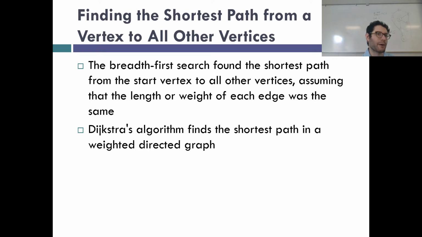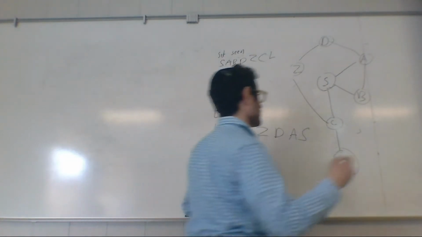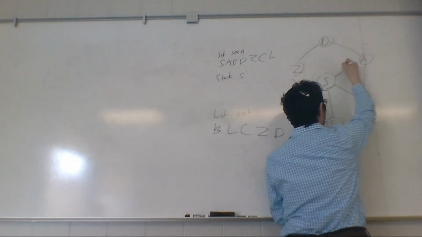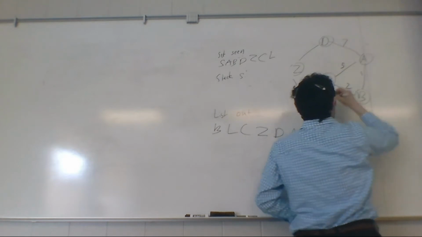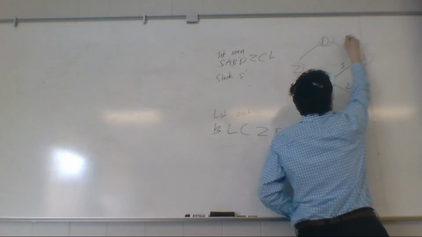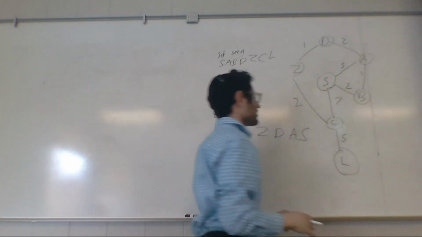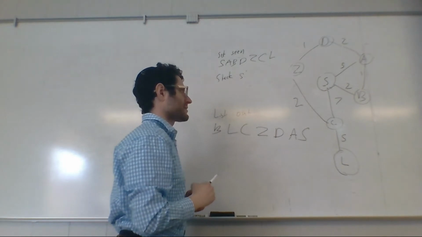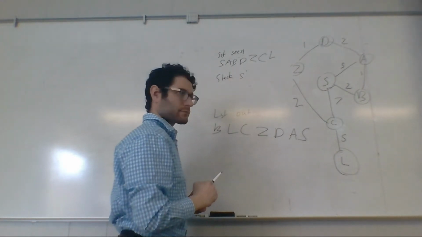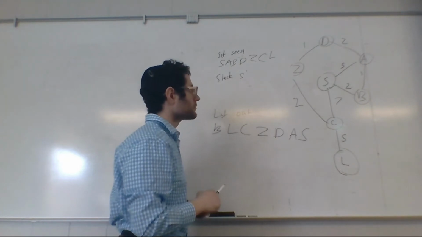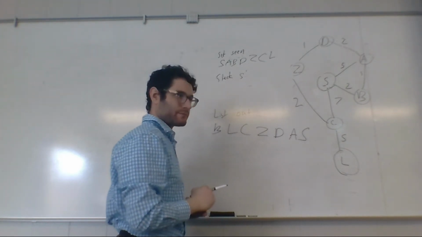So we've been working with unweighted graphs. Depth first search and breadth first search answer questions if we don't care about weights. But normally, a lot of times we care about weights. Let's look at this example. Now let's add weights to all these. Let's make this a 2, a 1, a 2, and a 7, and a 5. And the question is, what is the shortest path from S to L?